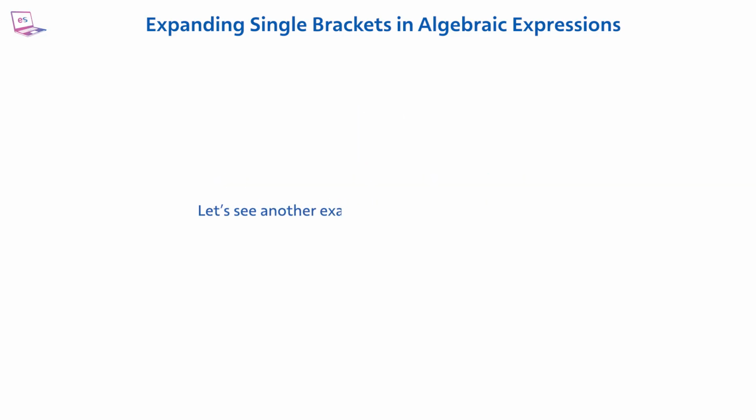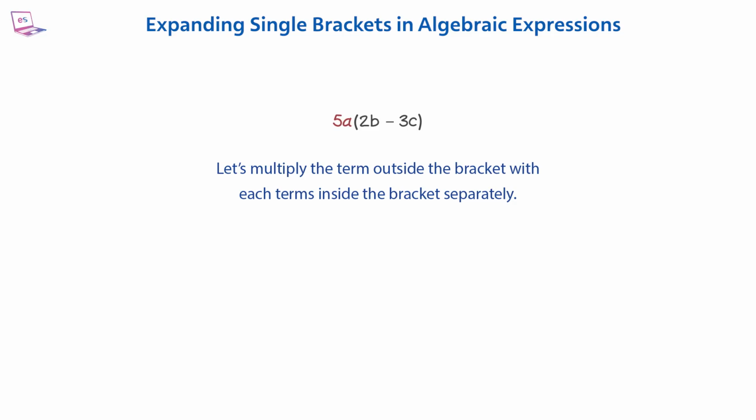Let's see another example involving negative terms. Here, 5a is the term on the outside of the bracket. The expression inside the bracket is 2b minus 3c. Let's multiply the term outside the bracket with each term inside the bracket separately.